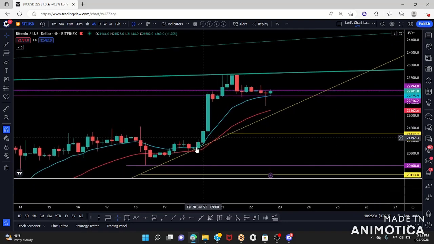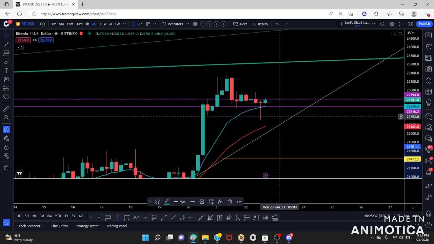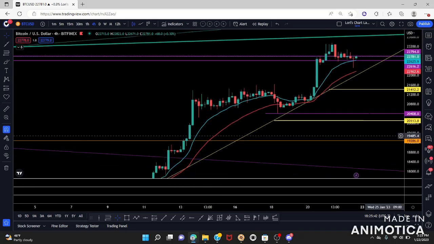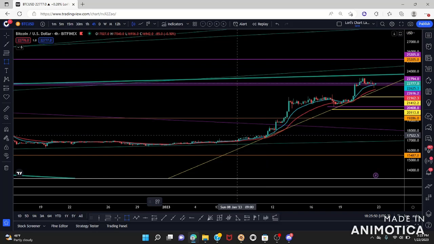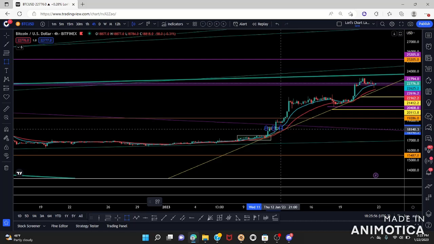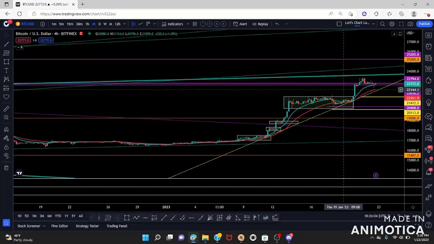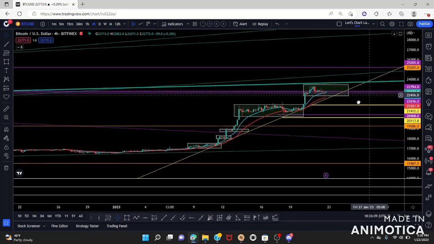Okay, so within the 4-hour, we have our 4-hour trend line. Within the 4-hour, I'm going to look at this contraction phase. If you don't know, the charts move in phases. Let me show you really quick so you have a quick understanding. We have contraction phase, trend, contraction phase, trend, contraction phase, trend, contraction phase. So we are in a contraction phase right now.